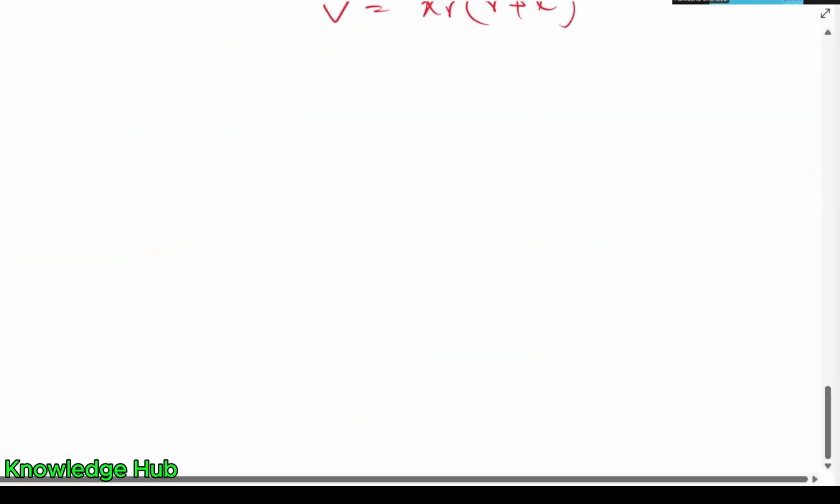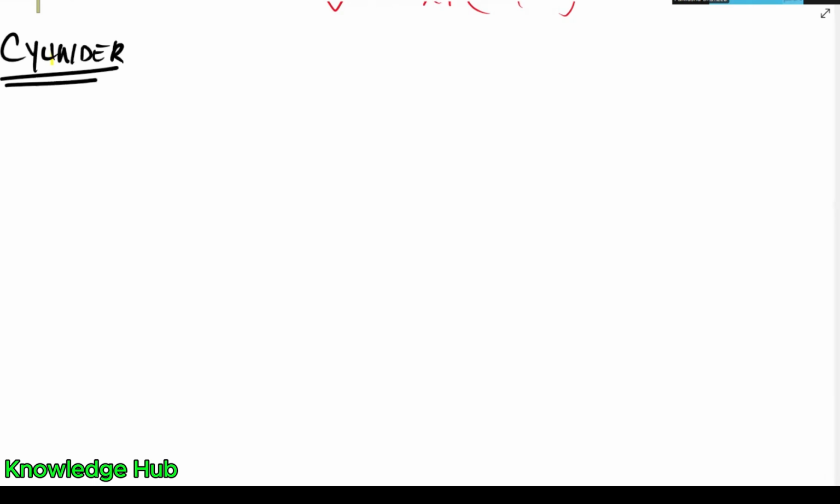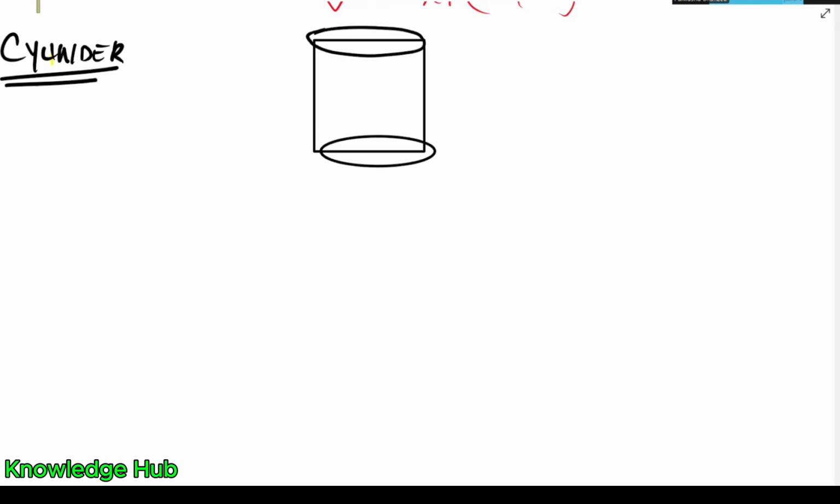All right. Now let's talk about a cylinder. How does a cylinder look like? This is a cylinder, right?